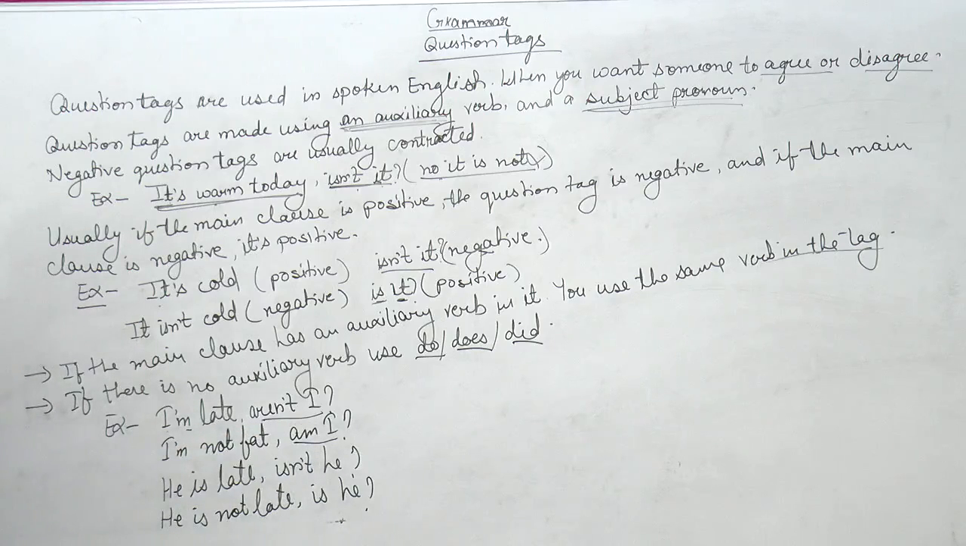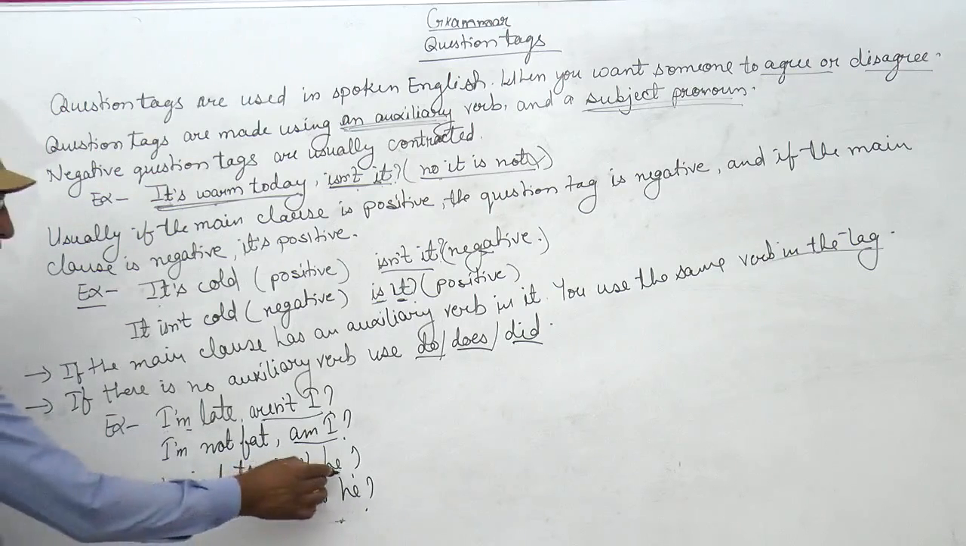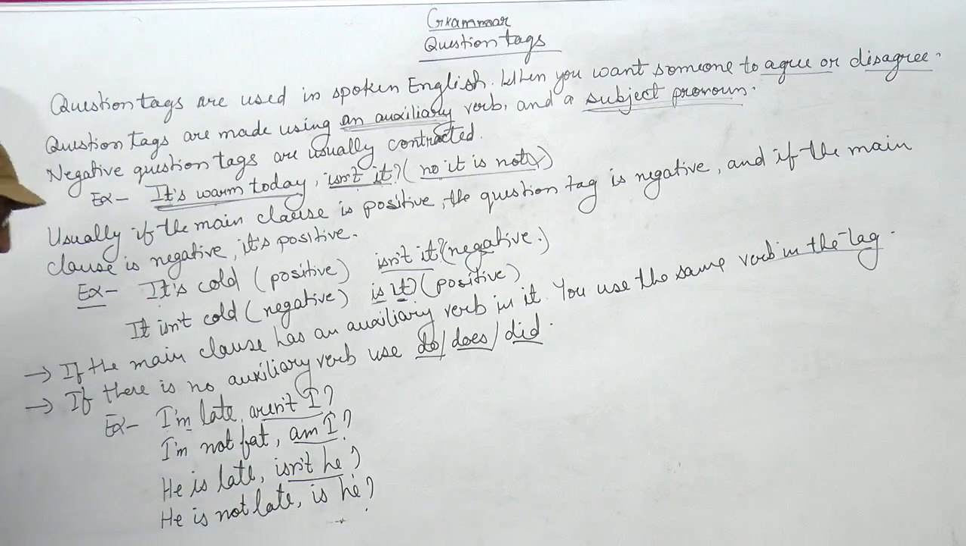He is late. This is a positive sentence, so the question tag will be in negative form: isn't he? He is not late. This is in negative form, so the question tag will be in positive form. So in this way, you have to add the question tag with the statement to confirm the statement.